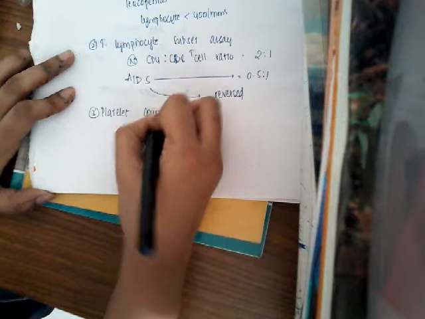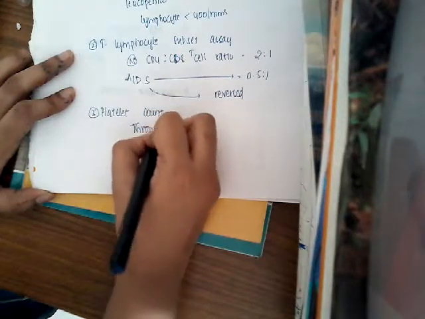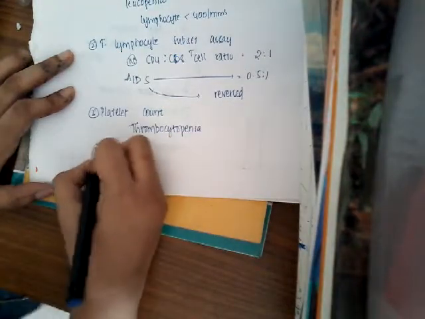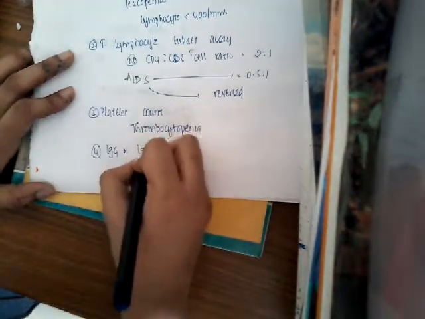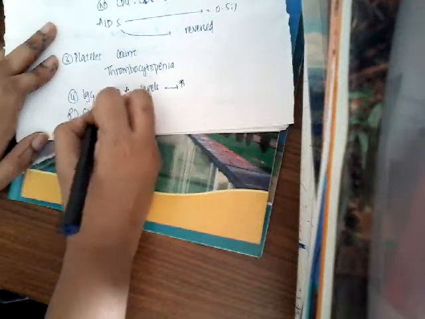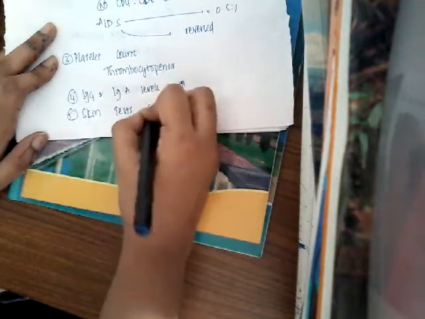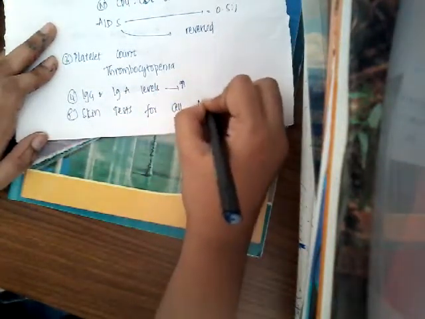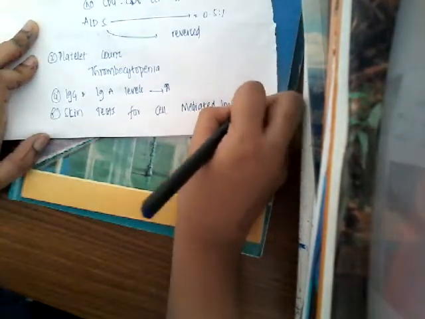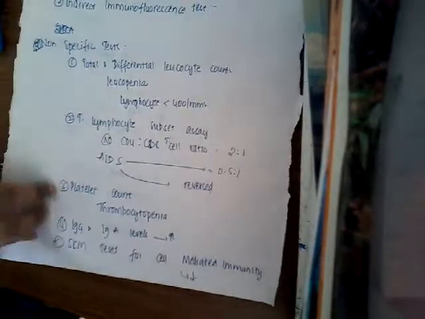In platelet count, you will see thrombocytopenia. And then fourth, you can do IgG and IgA levels. These IgG and IgA levels will be raised. Then fifth, you can do skin tests for cell-mediated immunity, and this will decrease. So these are the different tests which are done for HIV.